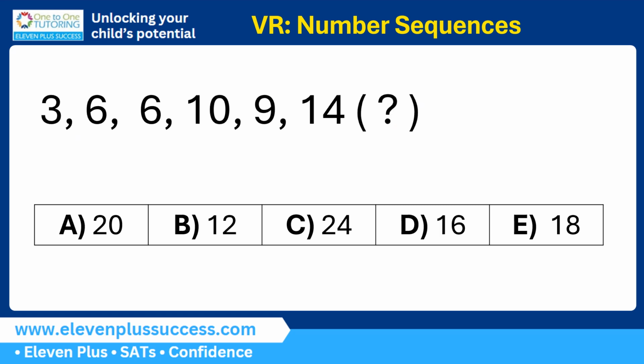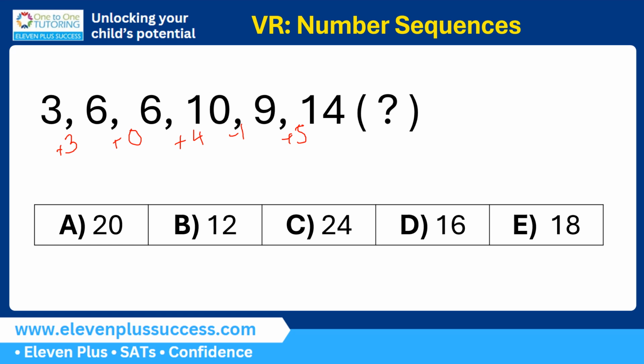They begin to get a little bit more tricky. Here I've got 3, 6, 6, 10, 9 and 14. Well, here I can see I'm adding 3 and then adding 0, then adding 4, taking 1 away, then adding 5. There doesn't appear to be any pattern. So the next thing I say to myself is, is there a leapfrog pattern? So let's have a look to see whether I can see a leapfrog pattern here or not.